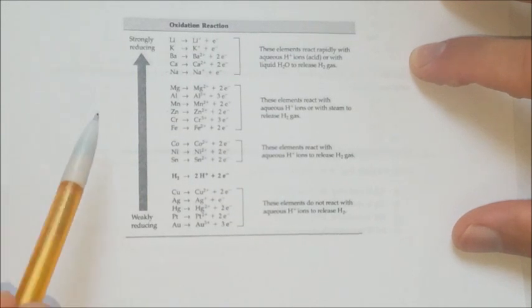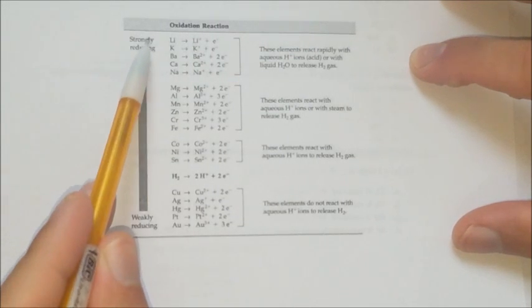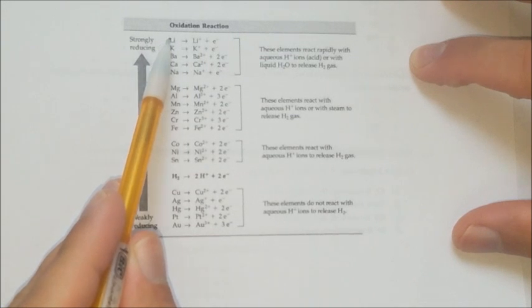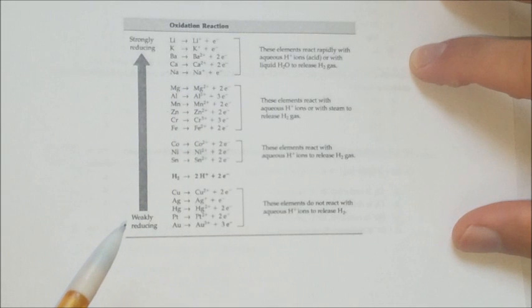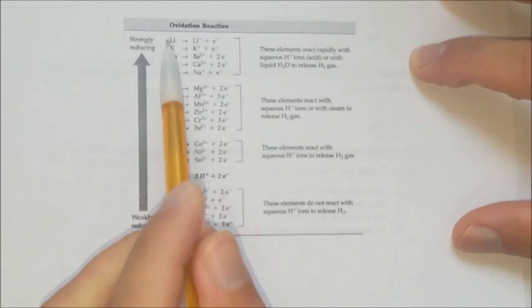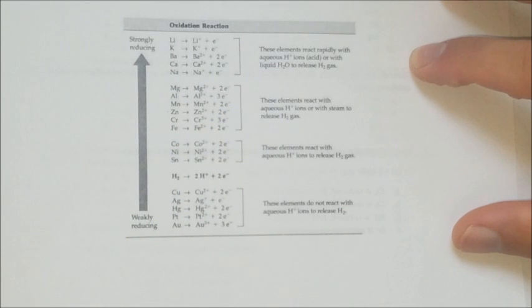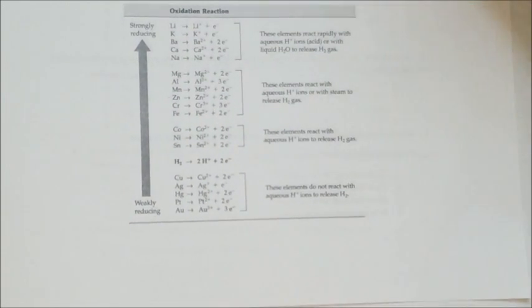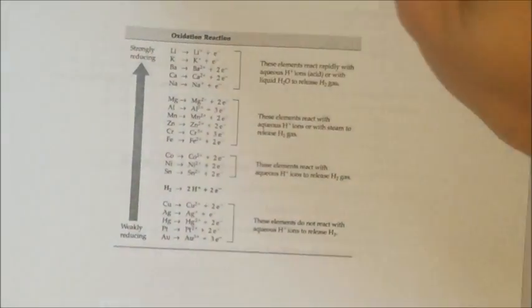Okay, remember how we talked about how to read this table? The higher up on the table you are, the better of a reducing agent you are, because you give up that electron more readily. You come down here to the bottom of the table, you become an excellent oxidizing agent, but a weak reducing agent. Okay, so lithium here is shown as being the strongest reducing agent because it gives up its electron most readily. So let's come back to the question.